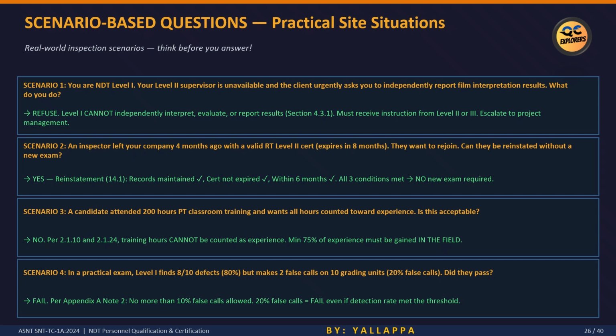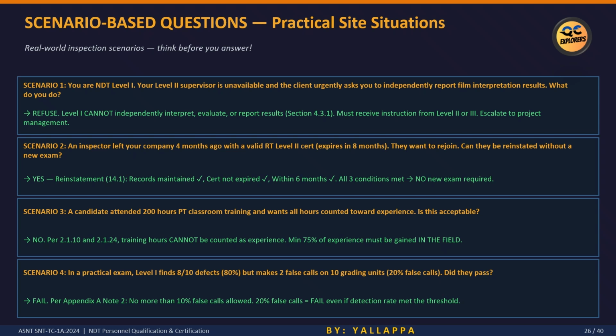Scenario 2. An employee returns within 4 months and certification is still valid. Can they be reinstated without examination? Yes, if all reinstatement conditions are satisfied. Scenario 3. Can classroom training hours fully count as experience? No. And Scenario 4. Even if detection rate is acceptable, excessive false calls still fail the practical exam.